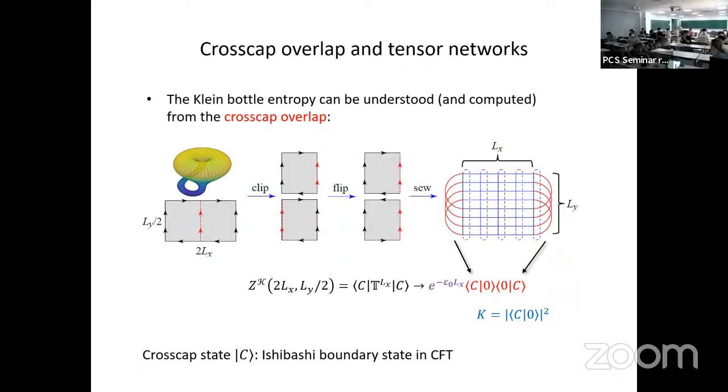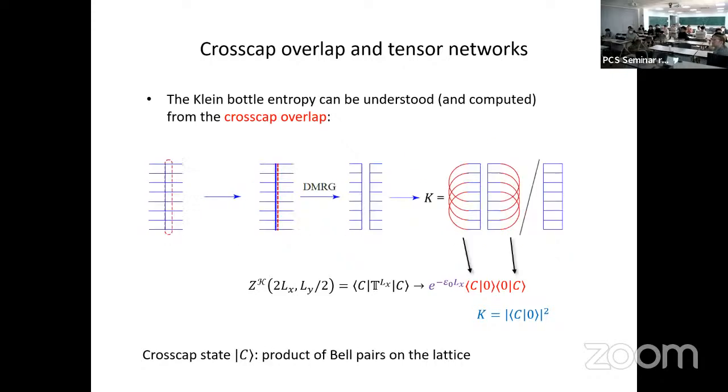I have a question. After making a relevant perturbation of the system, is the cross-cap state still described by the Ishibashi state? No, it's not written in terms of the Ishibashi state. The Ishibashi construction is a proper superposition of primary states, so that's quite special, and that's only valid for the CFT. But on the lattice, based on this Cotton-Blue picture, this product of pair states seems to be the most natural choice.